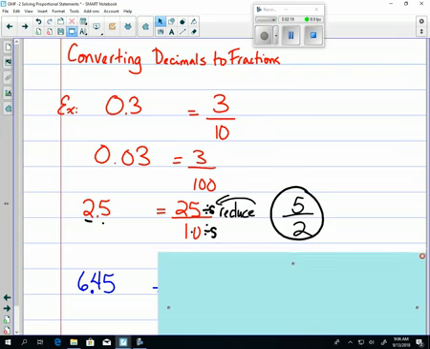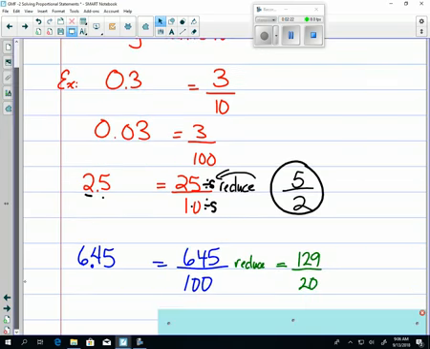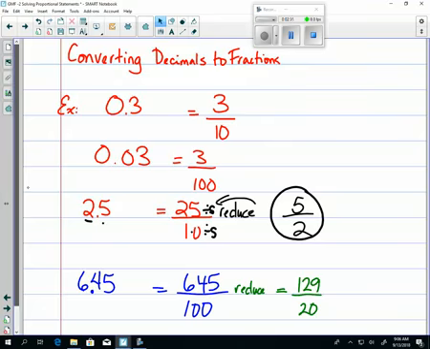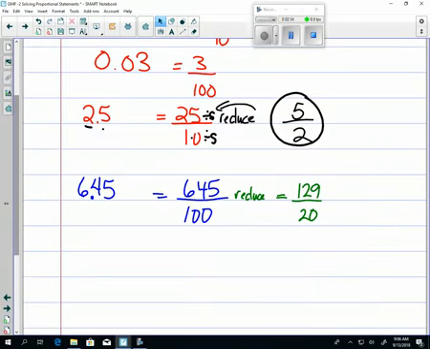And if we have a bigger number, 6.45. Apologize, it's out of black here. Remember, two places, a 4 and a 5, it means it's going to be over 100. So we take the whole number, 645, and put it over 100. We still can reduce that. So I'm looking at 5 again here. There's a 5 and a 0. So I'm going to divide both of them by 5.